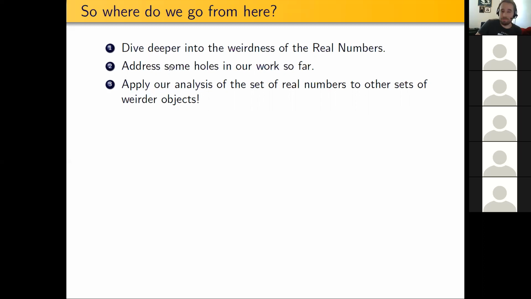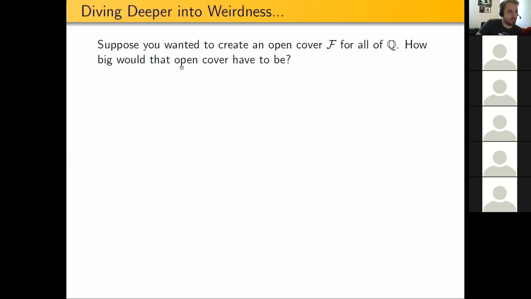So yeah, one example of each of these. So, diving deeper into the weirdness, I want to talk about one of my favorite facts.